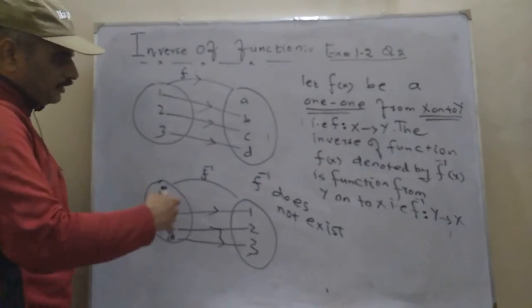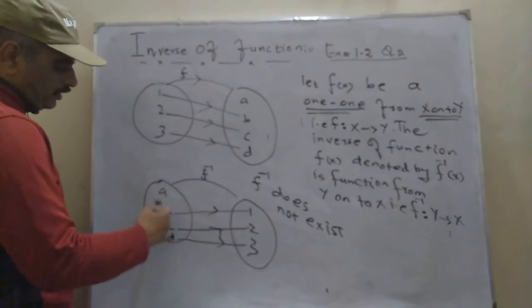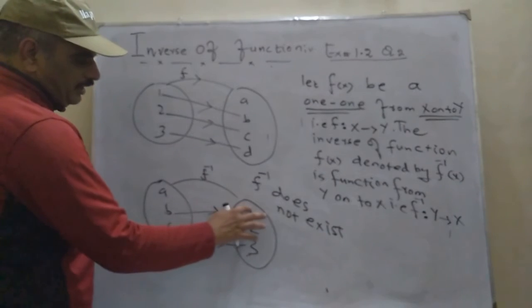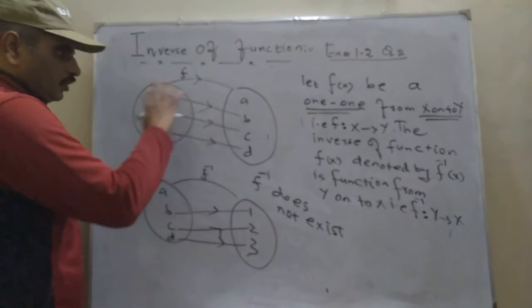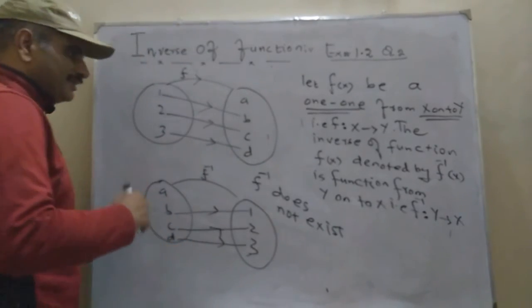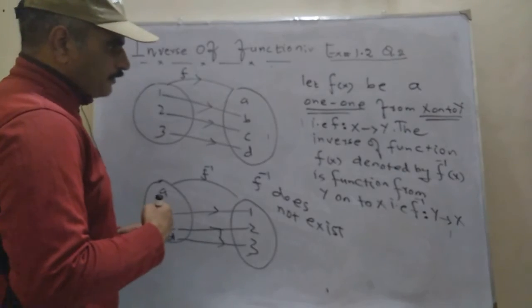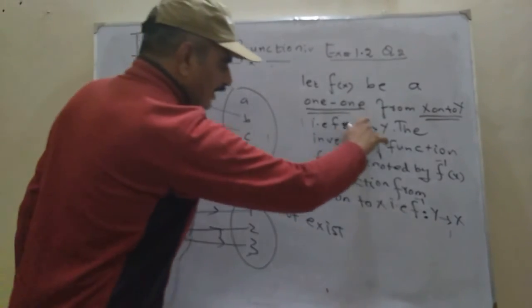So in this example you can see inverse does not exist, as here is the explanation, because there is no image for a in this range. So it is 1-to-1 but not onto. That is why inverse of this function does not exist. So it is necessary for inverse function that the given function must be 1-to-1 and onto.